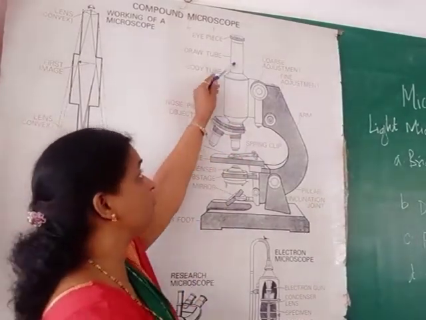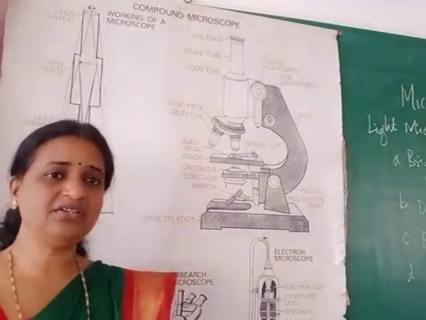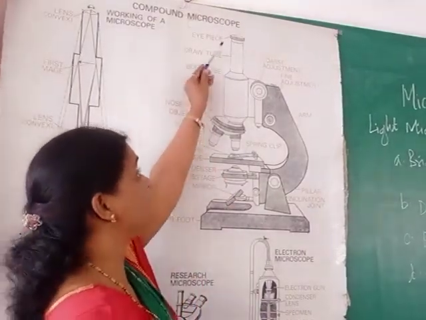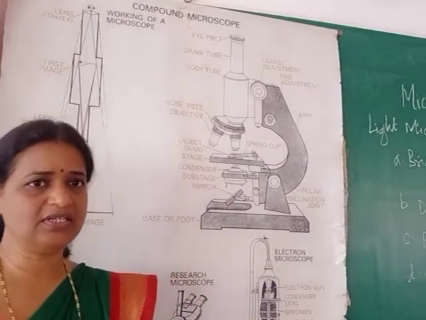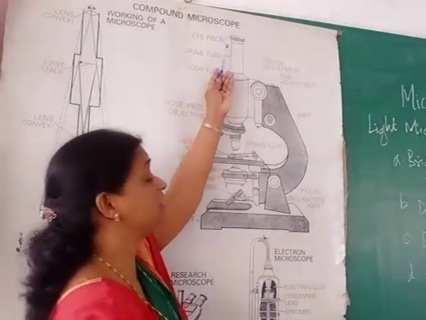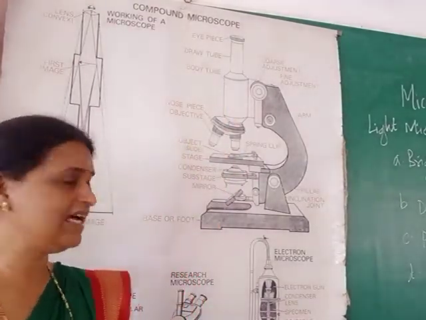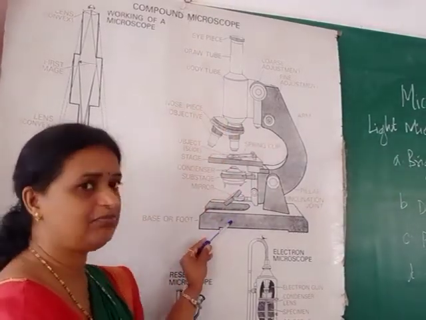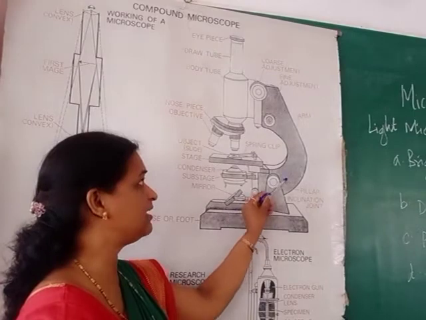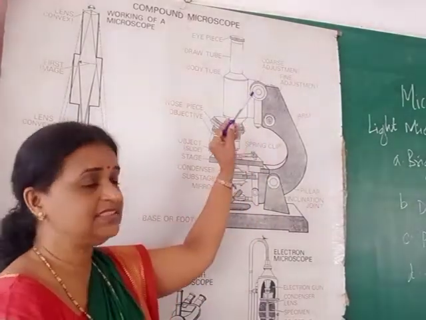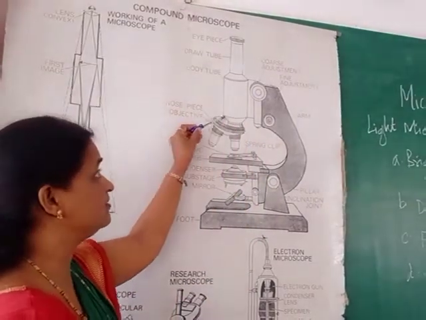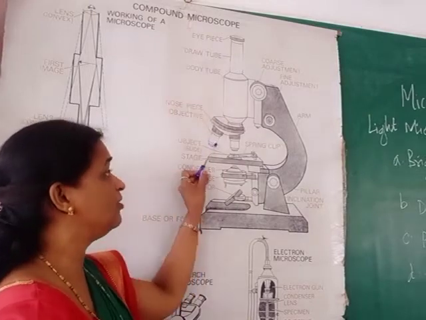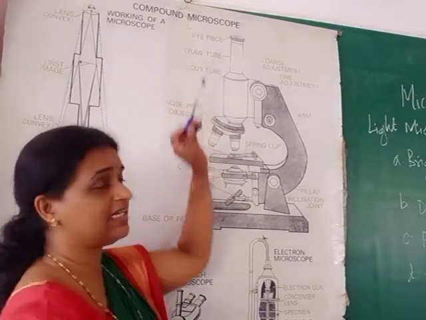The body tube, from the top, is connected to the draw tube. This draw tube carries the eyepiece or ocular. So the ocular is present near the observer's eye. So these are the parts: horseshoe shape base, inclination joint with pillar, arm, coarse and fine adjustment knob. Next is the body tube, draw tube, and objectives with revolving nose piece and eyepiece.